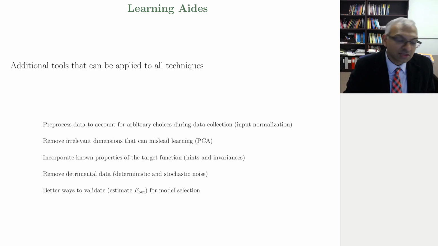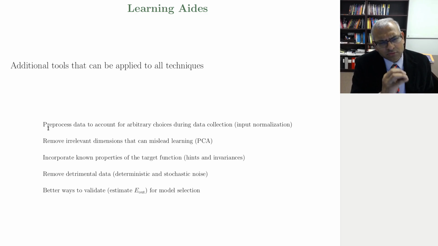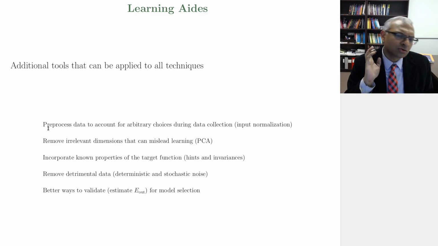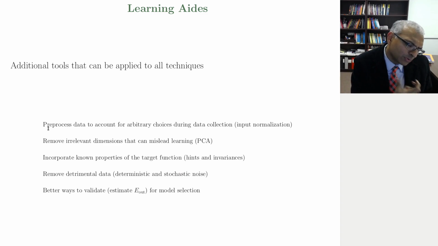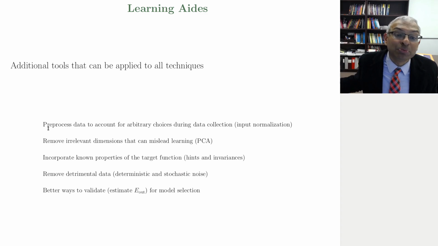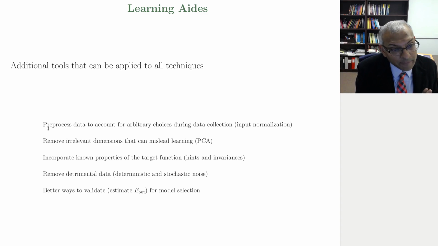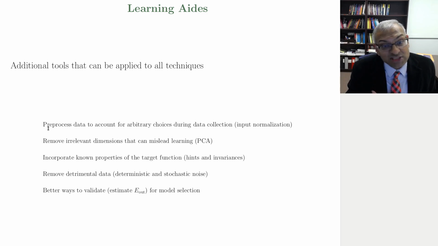Now we will focus, starting with input preprocessing. So how do you account for arbitrary choices that could have been made during data collection? Essentially we'll be talking about techniques like input normalization. Algorithms that we develop typically expect the inputs in some standard form, and there's significant benefit to be gained from putting the inputs, the data, into that standard form. Then we'll move on to a famous technique called principal component analysis.